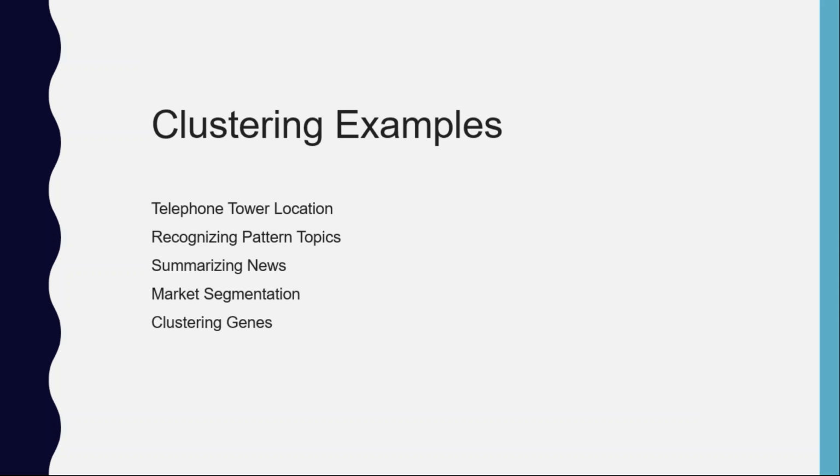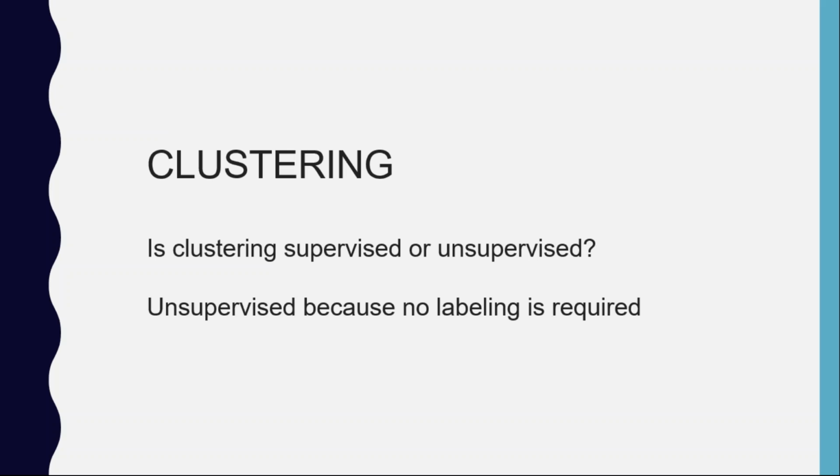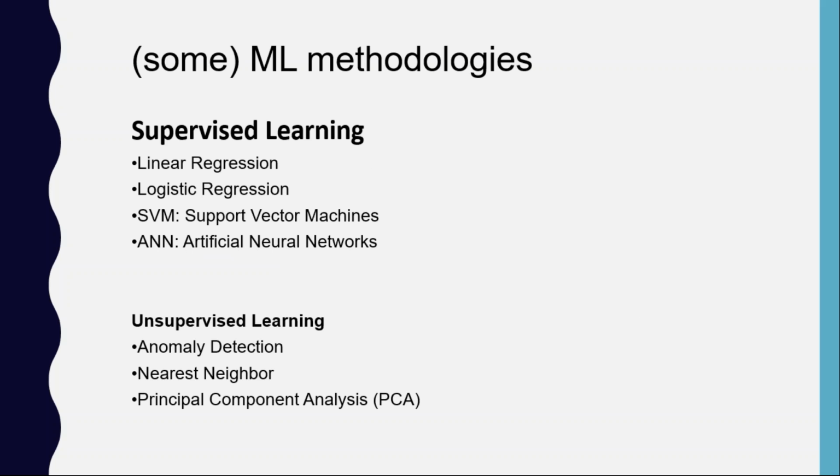Recommendation system is an example of unsupervised learning. Clustering examples: summarizing news by Google, market segmentation, clustering genes, recognizing pattern topics, which other topics have the same patterns, telephone tower location, like where a telecom company has to put a tower according to the number of users in that particular area. All these are examples of clustering, and all these are unsupervised learning because you don't need any labeling.